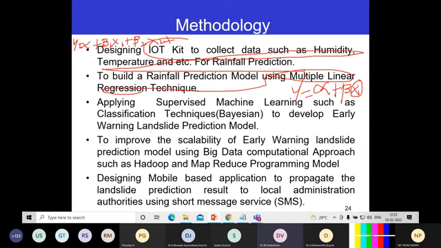Okay, then once it is predicted, we will go for this early warning landslide susceptibility model, which is developed using a Bayesian technique. Bayesian is another AI technique, a machine learning, supervised learning technique, right? If you have Naive Bayes classification, by using that you can develop a model, right?